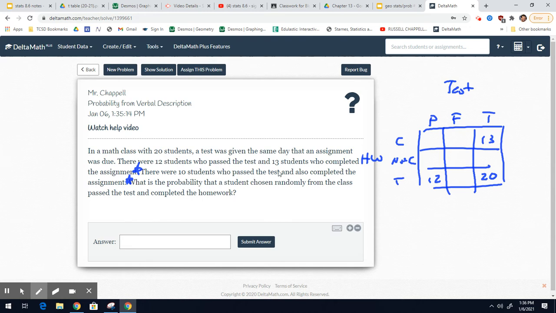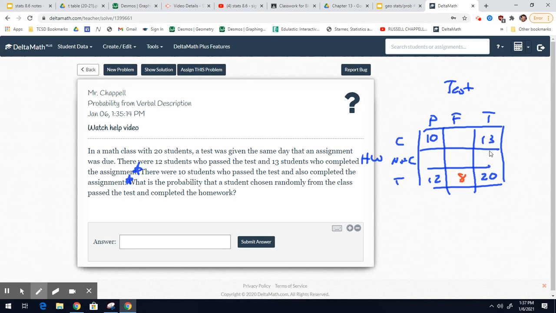also completed the assignment. So to me, that is going to go in the spot where you have passed the test. So they passed the test and they completed the assignment. That's going to go right here, right? So that is this 10. So passed the test and completed. And the question is, what is the probability that a student chosen randomly from the class passed the test and completed the homework? Okay.